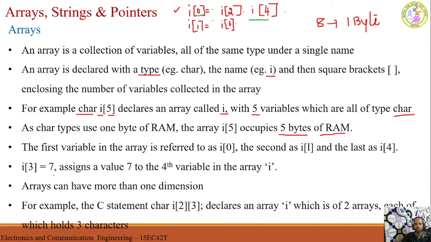I of 3 is equal to 7 assigns the value 7 to the fourth variable in the array I. Suppose I declare I of 3 is equal to 7, then the number 7 will be stored in a particular memory location. That is the fourth memory location. First memory, second memory, third, fourth and fifth. This is how it is declared.